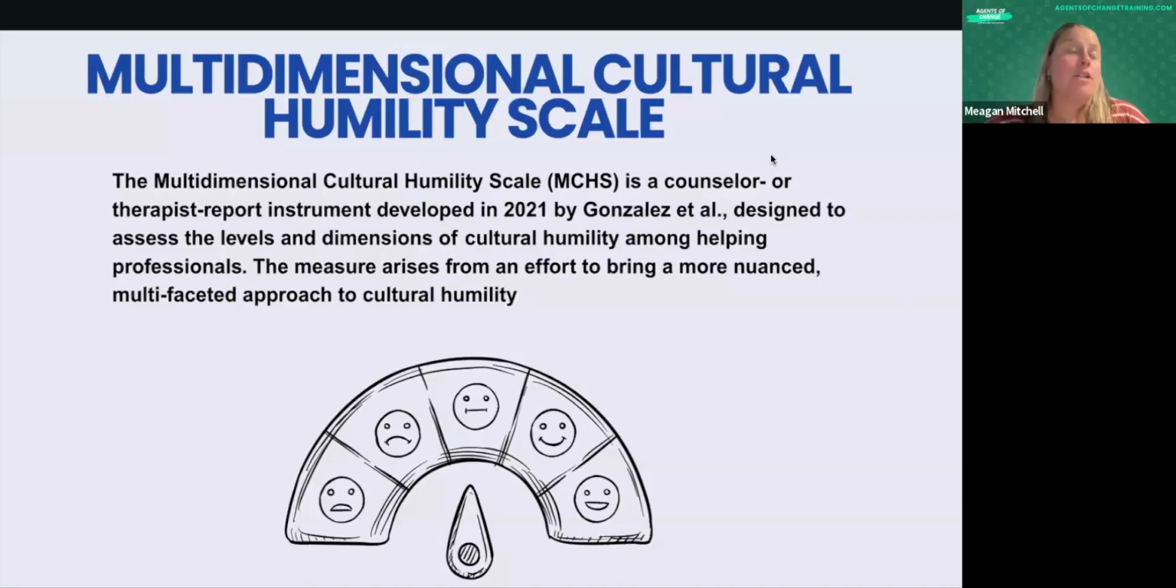If you are a supervisor, use it with your supervisees, use it for yourself, use it in whatever way will help you really identify some of your areas of strength and weakness. And why was this measure created? The person who created it wanted to have a more nuanced approach to cultural humility, right? There are implicit bias tests out there, but this was really a self-reflection tool to help people see where they're at, to identify their blind spots.